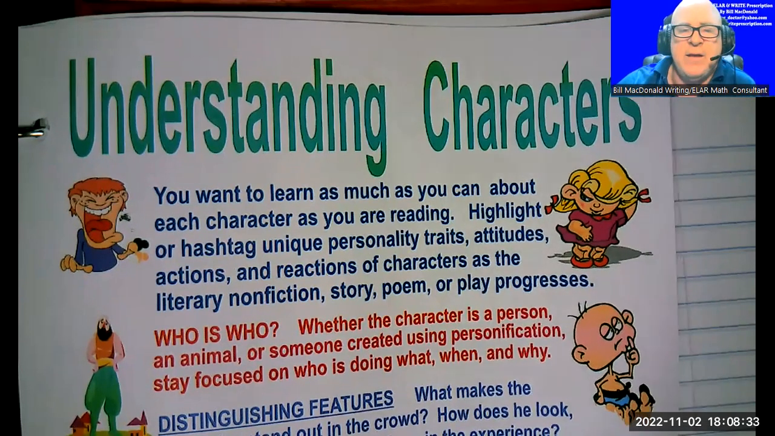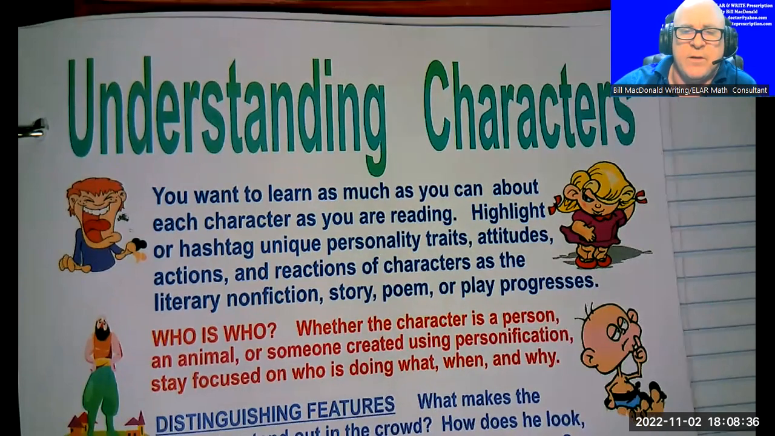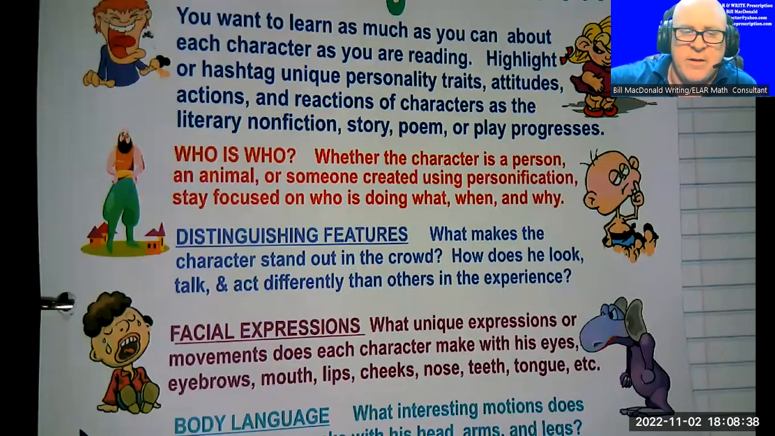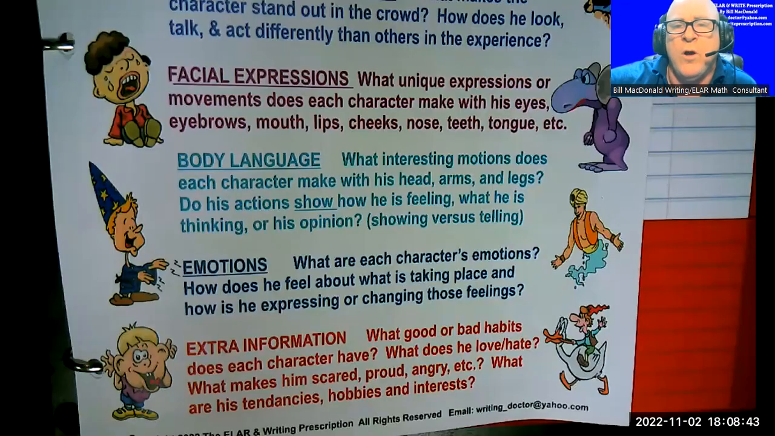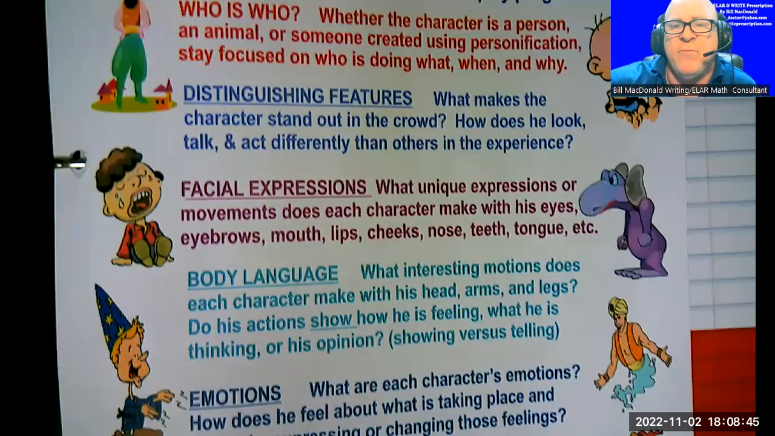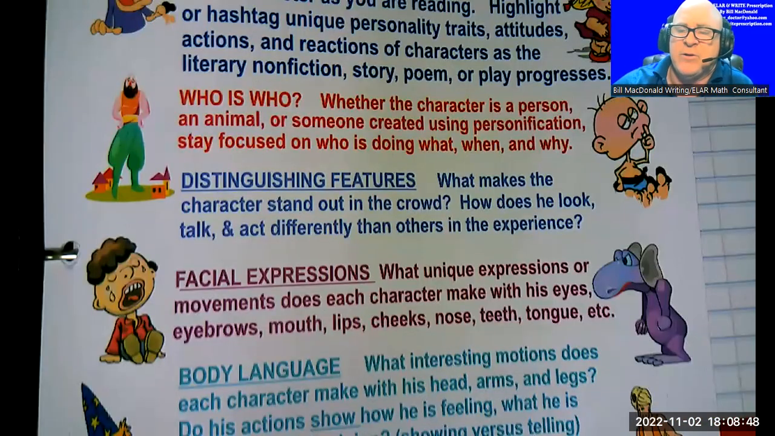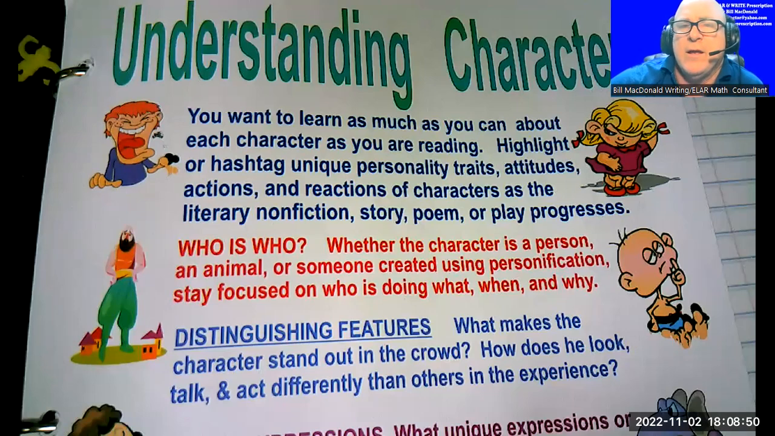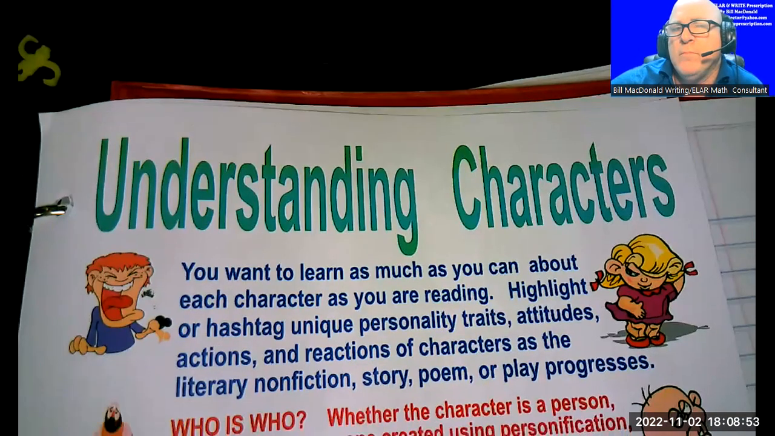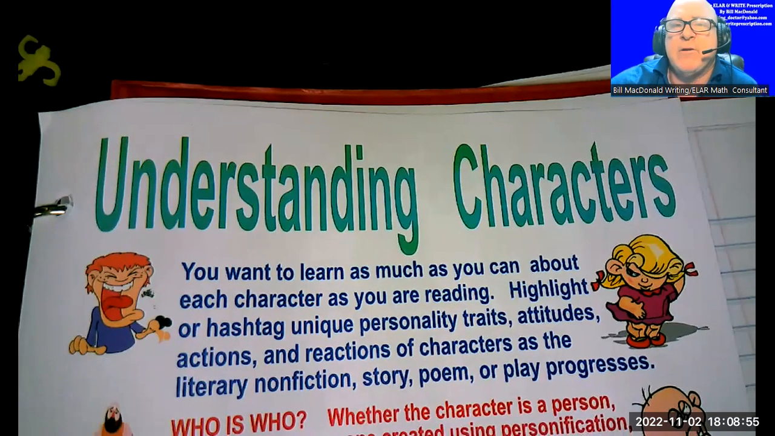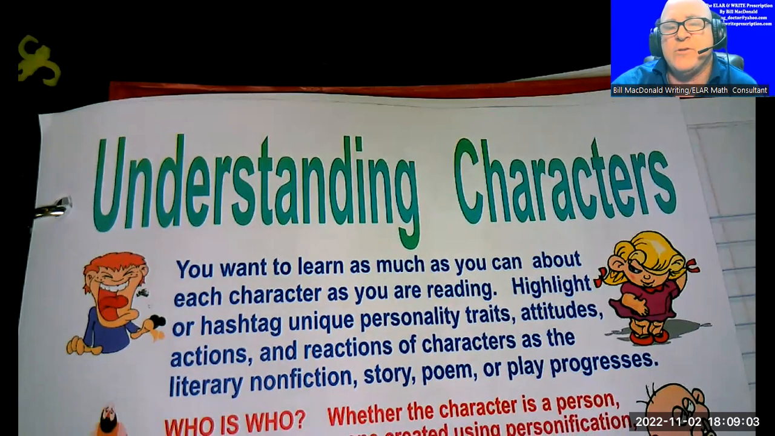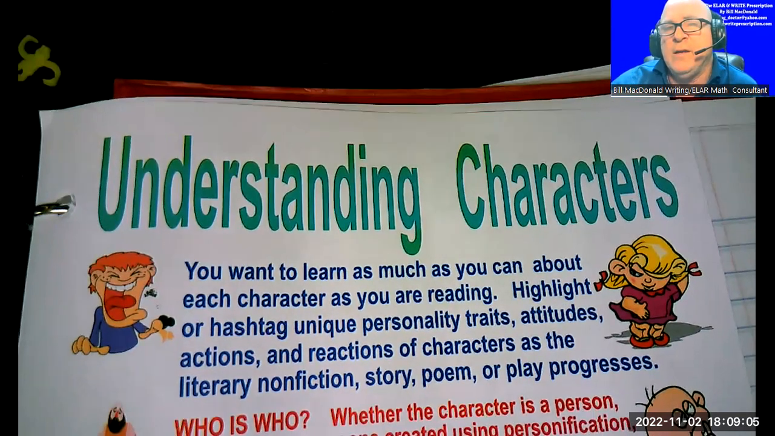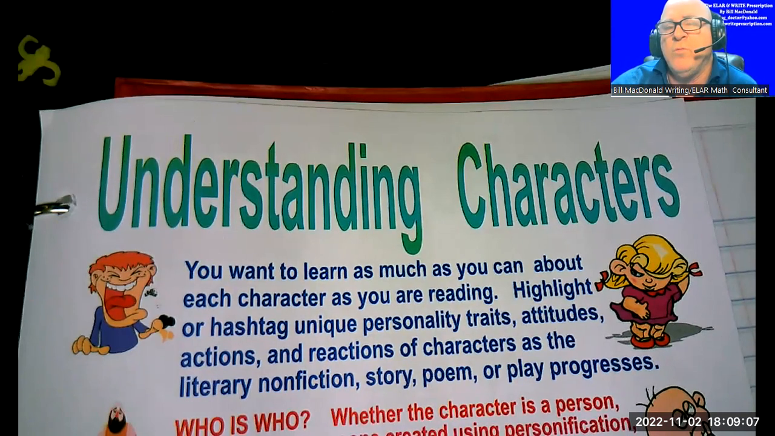And so basically, I want to know about this character named Jonathan. Everything that could possibly be asked about him is here. One thing you might think about is that before I can understand characters in a fiction story, in a poem, in a literary nonfiction, or in a play, I probably should teach my students how to analyze and understand themselves and each other. So, step 1 would be that.